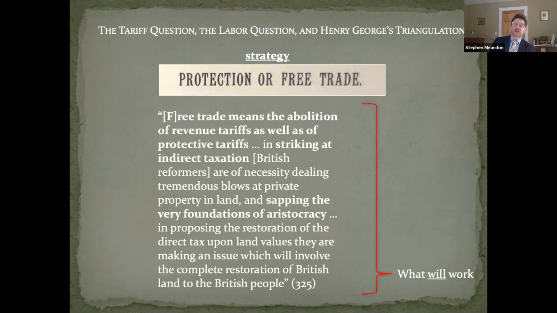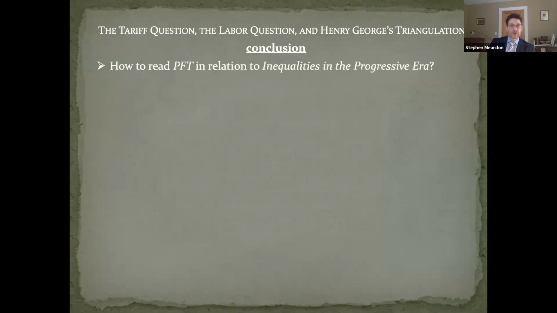So he says what true free trade means is the abolition of revenue tariffs as well as of protective tariffs. And in striking at indirect taxation in general, what we're going to do is sap the very foundations of aristocracy. That's what will work, according to George.